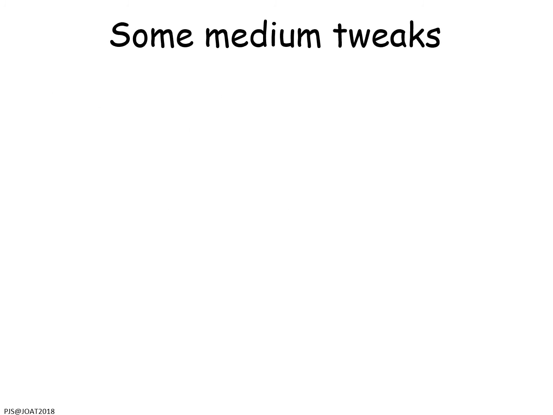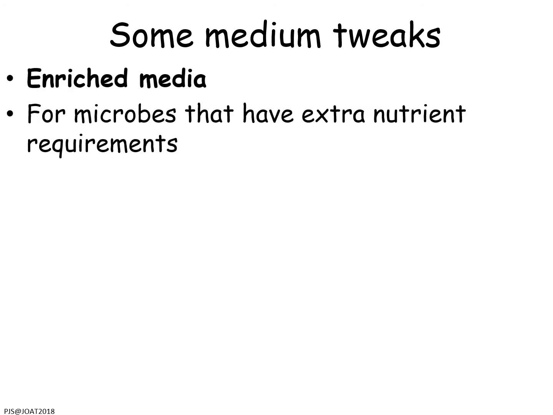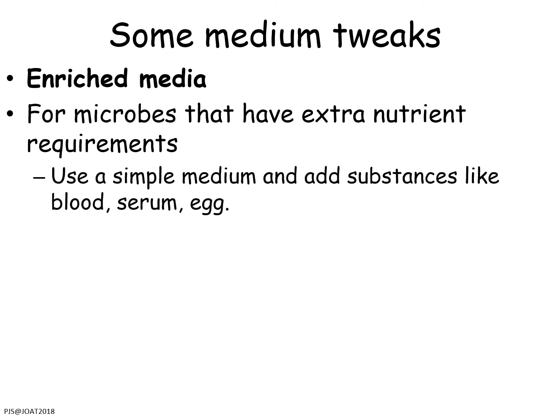Okay, some things that might actually be tweaks to what you're doing. So there are some microbes where you need to take your basic nutrient agar or whatever you're using as your standard and add some extra stuff that they need. Okay, it could be things like blood. It's quite often used if we need something that only lives in blood. It could be serum, could be egg, could be things like that.